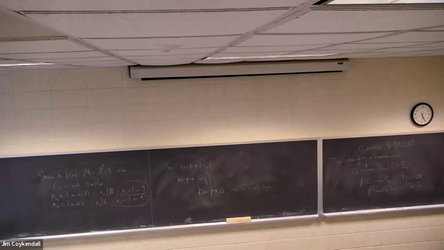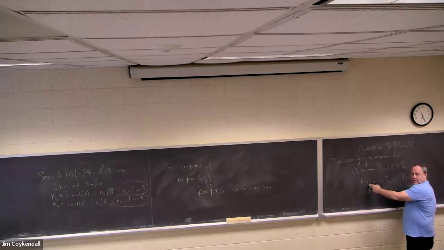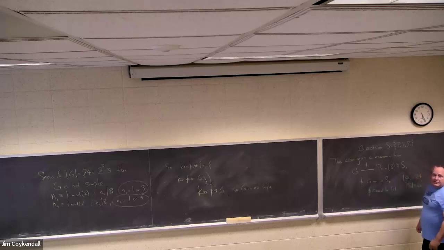Are you using that to get a contradiction? Right, I'm using this to get the fact that there is a homomorphism from G to S3. This group has 24 elements. This group has 6 elements, so it can't be one-to-one.